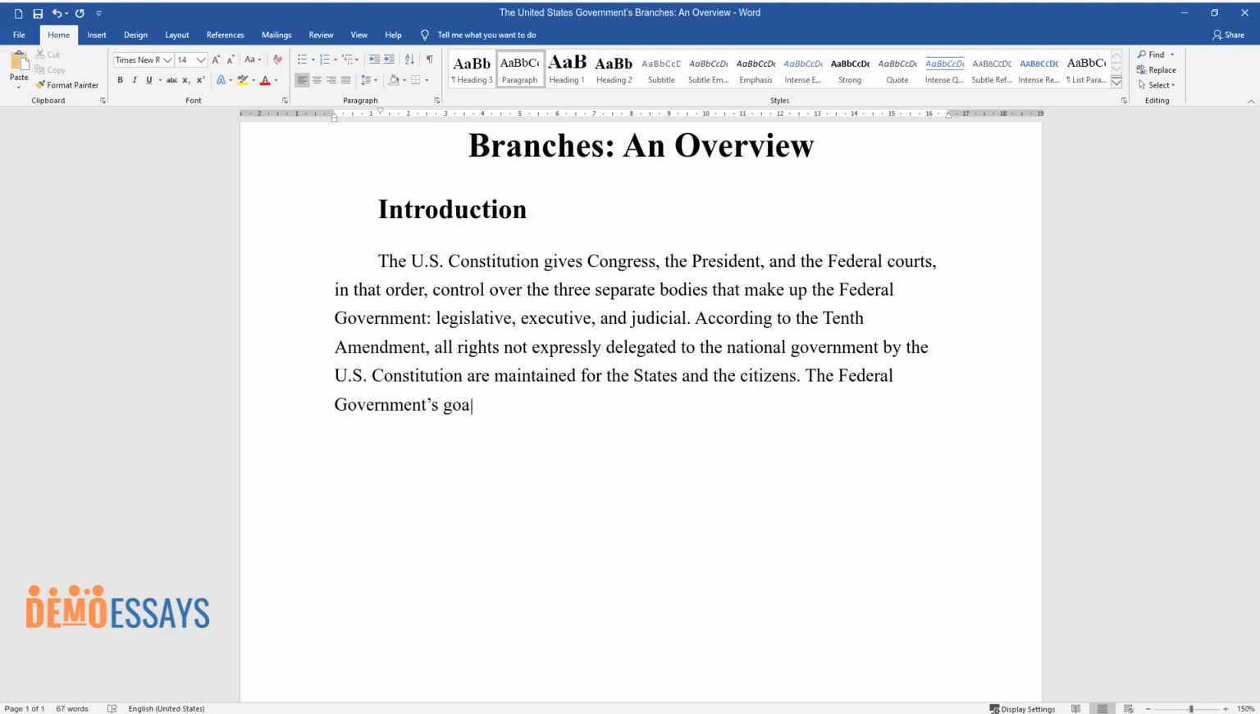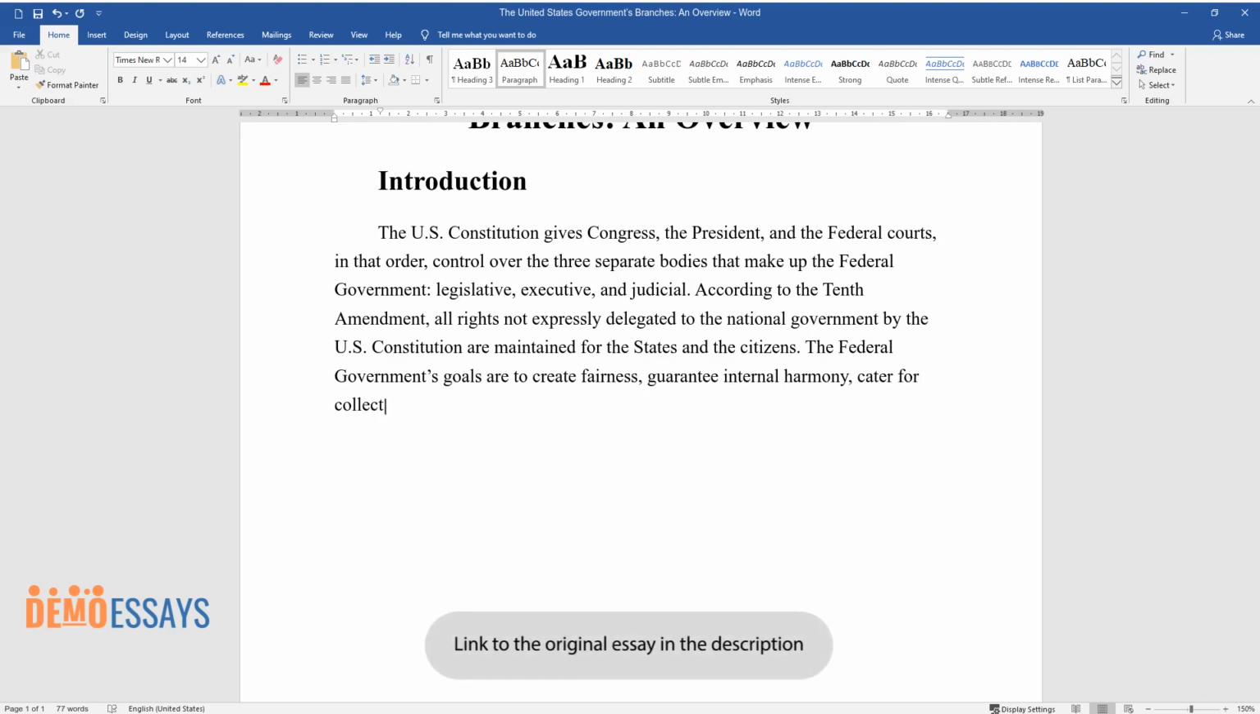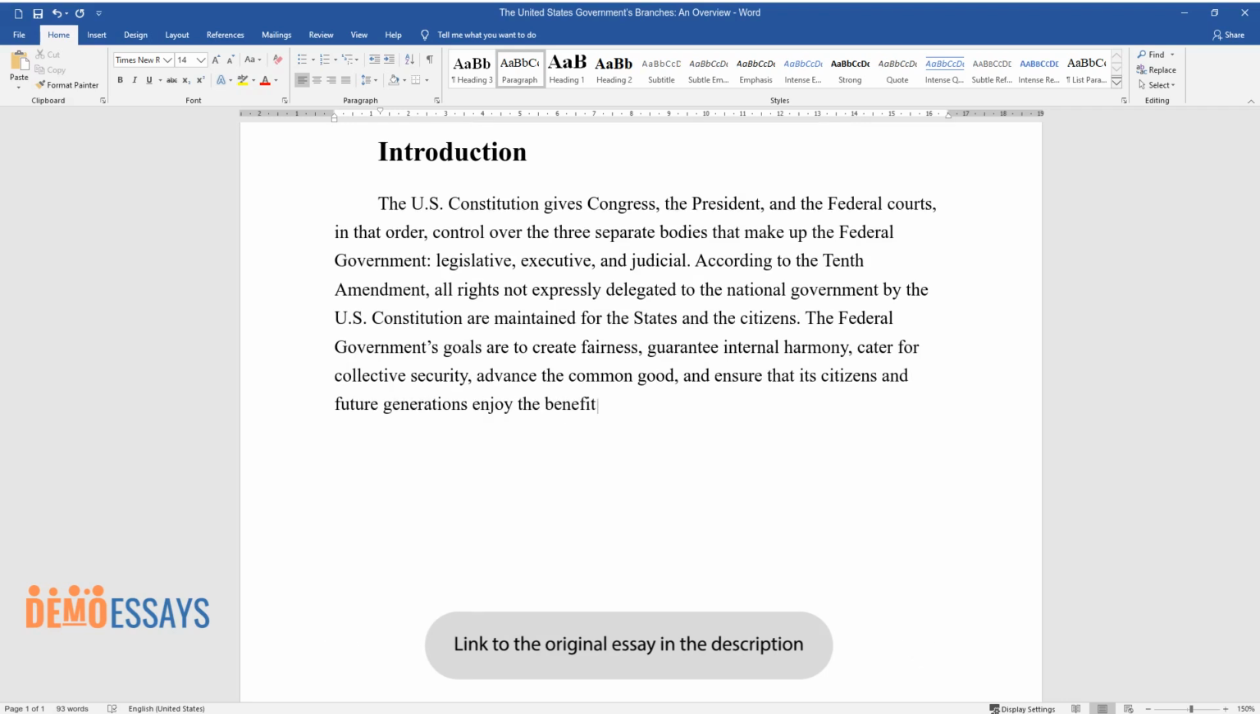The federal government's goals are to create fairness, guarantee internal harmony, cater for collective security, advance the common good, and ensure that its citizens and future generations enjoy the benefits of liberty.